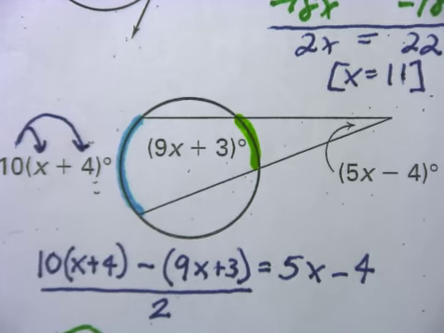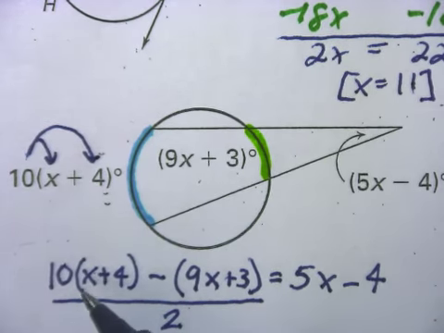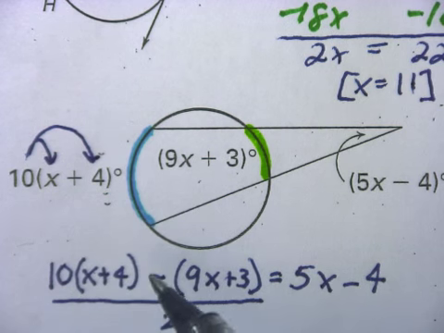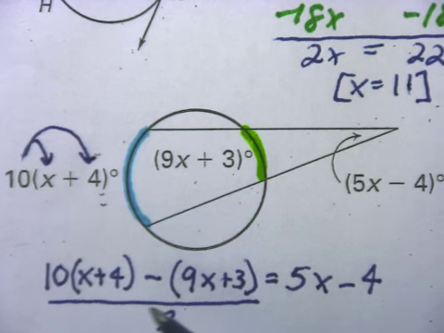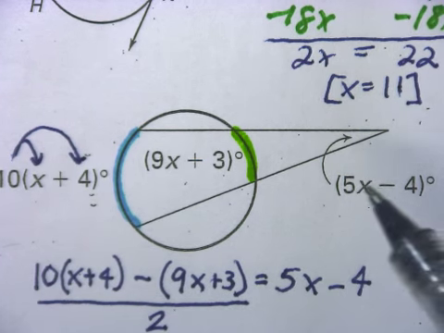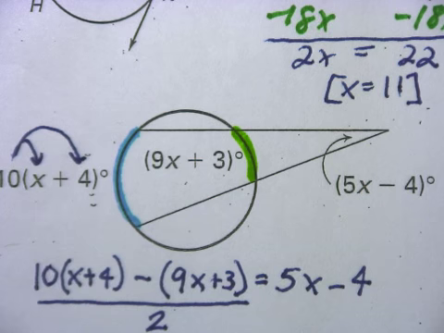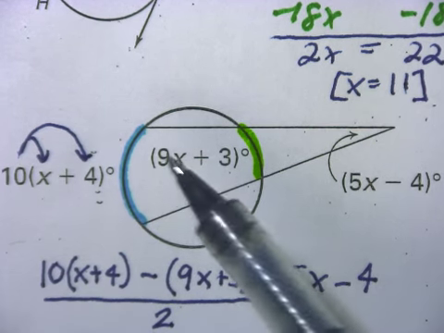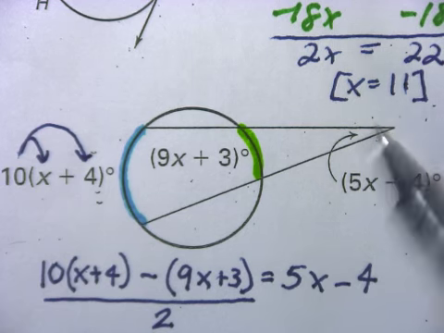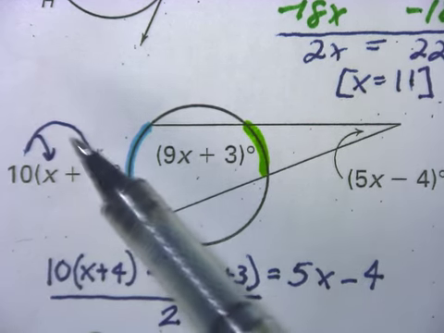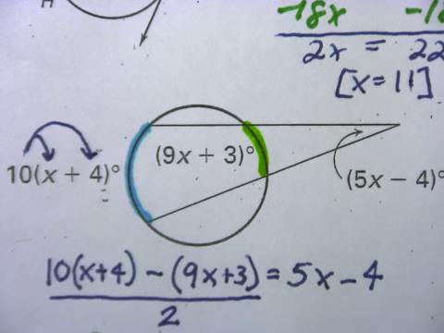So let's take a look here and see how I set it up. Well, I took my first arc, which is out here, minus the second arc, which is there, and then when I divide it by 2, it should give me 5x minus 4, the angle that they gave me there. So all I'm doing is just setting it up. This arc minus this arc divided by 2 should give me the angle that's out here.